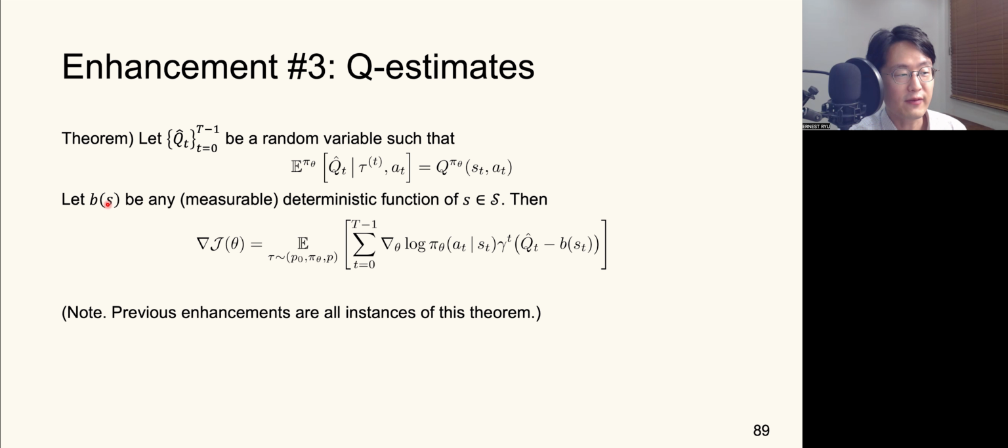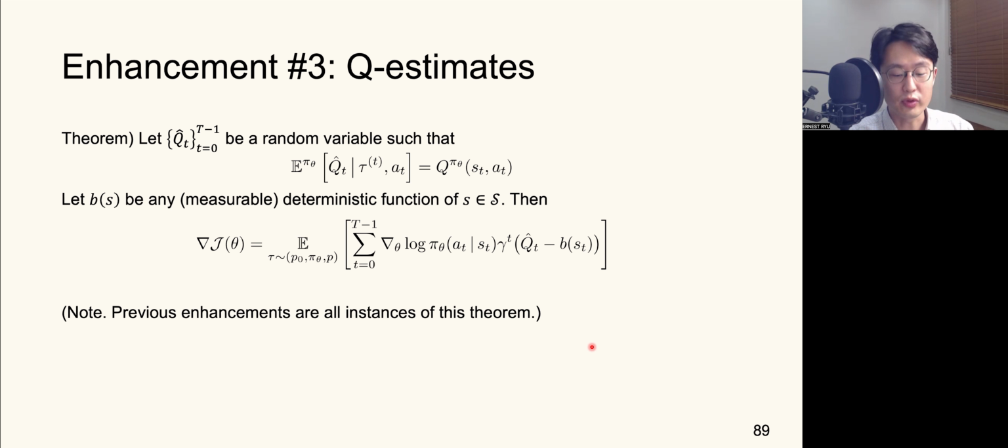If this is the case, and if b is any arbitrary deterministic function of the state but not of the action, then this quantity becomes an unbiased estimate of the gradient of J. If you think about it, all previous enhancements are instances of this theorem. In the previous setting, we had Q hat be GT, and the conditional expectation of GT conditioned on the current state and the current action is equal to the Q function. And then B was either 0 in the first case, or B was chosen to be an arbitrary function.